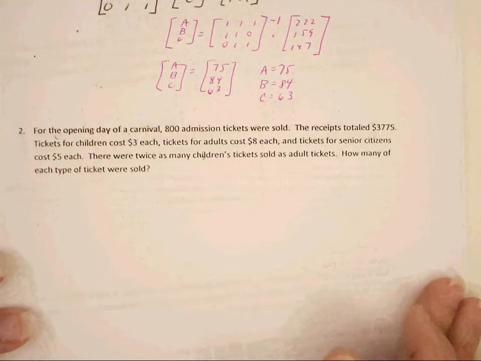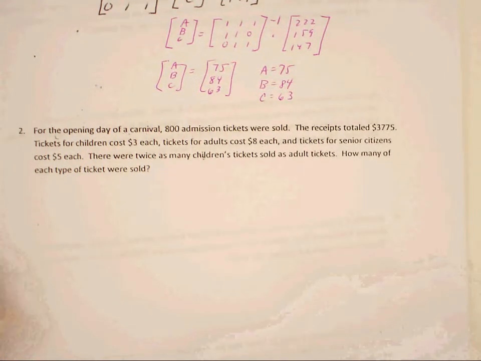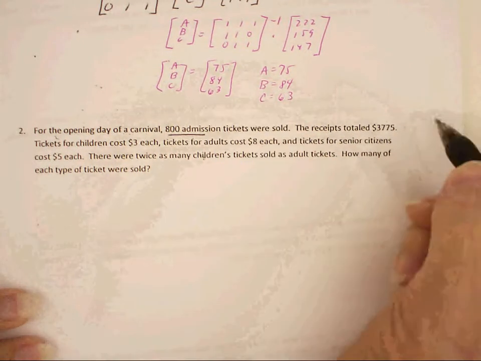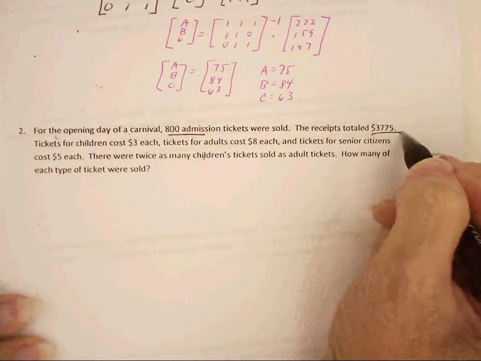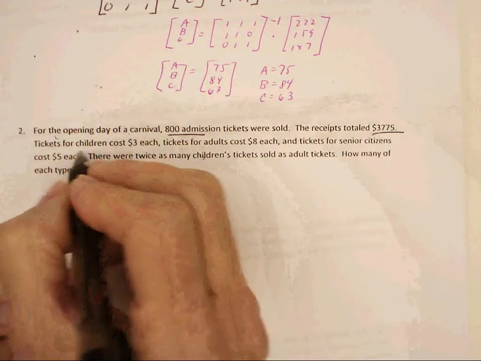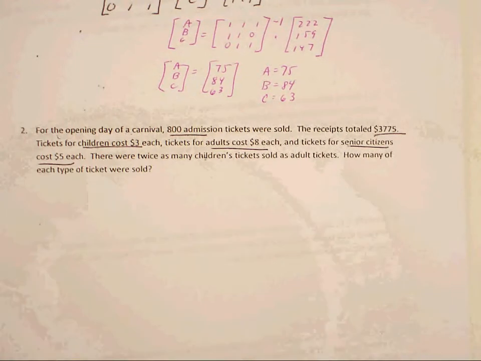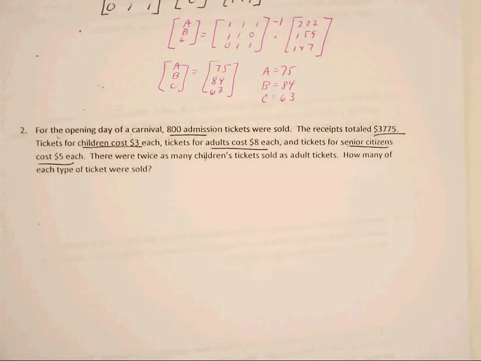The next one on the notes is very similar to some of the ones we've done already. It is about admission to a carnival. It says that 800 admission tickets were sold. So we are going to use that number in a moment. That receipts totaled over $3,000. They give you the top price for a children's, an adult's, and a senior citizen ticket.